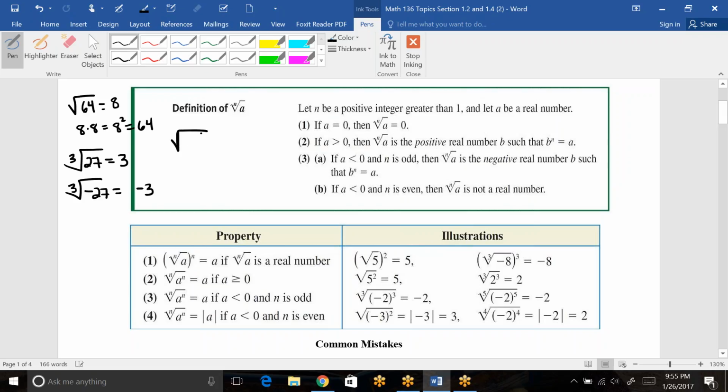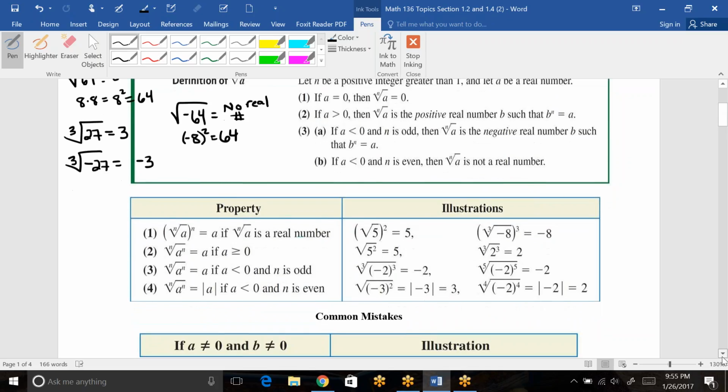Where we get into trouble is when something like this pops up. You can't say that the answer here is negative 8 because negative 8 squared is not negative 64. It's positive 64. So for us, until we learn what an imaginary number is, we can't do any even roots of negatives. So for us right now, we just say that's no real number or not a real number. So that's kind of what this little definition here with all these terms and things is trying to walk you through. It always makes a little bit more sense when you look at it number-wise.